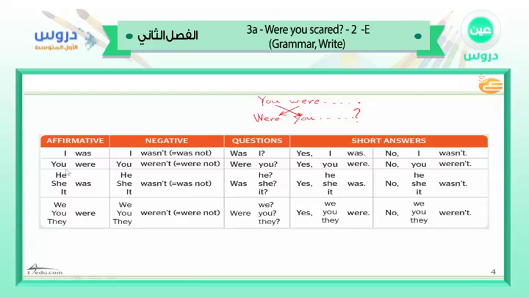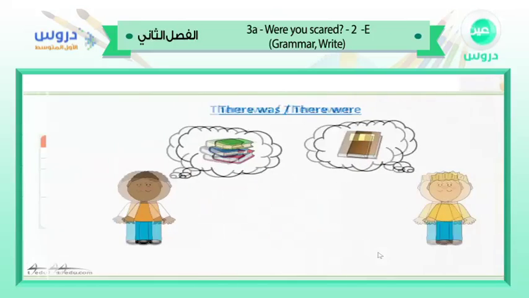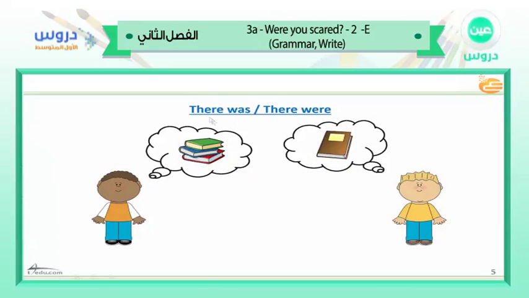Okay, and we have this one you and this one you. It's the same spelling, the same pronunciation, the same letters, but the meaning, this is for one. I'm talking to Ahmed, I will say, were you? Okay, but this one is for plural. I'm talking to Ahmed, Saeed, and Abdullah. I will say also, were you? So the meaning is different, okay? Very nice.